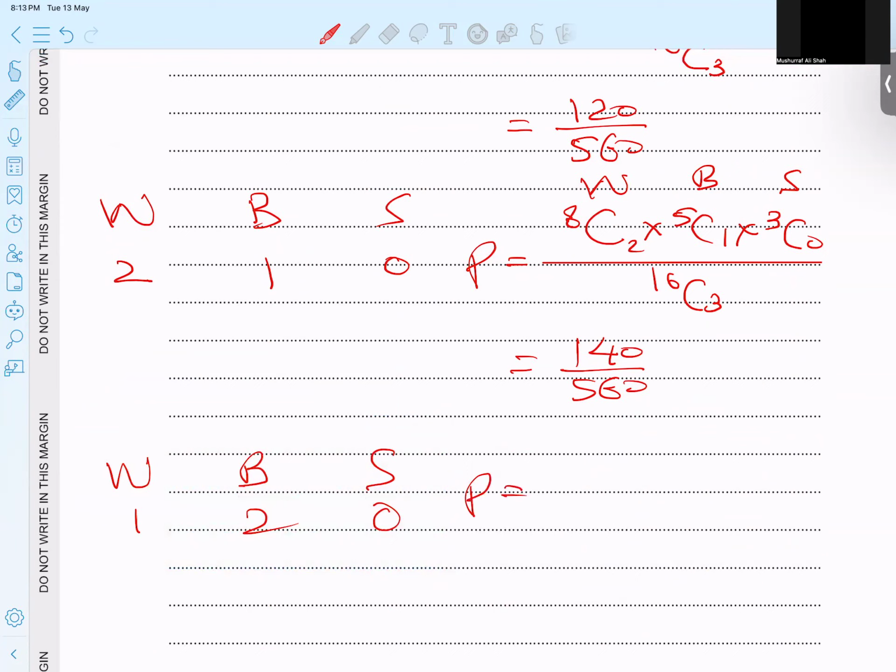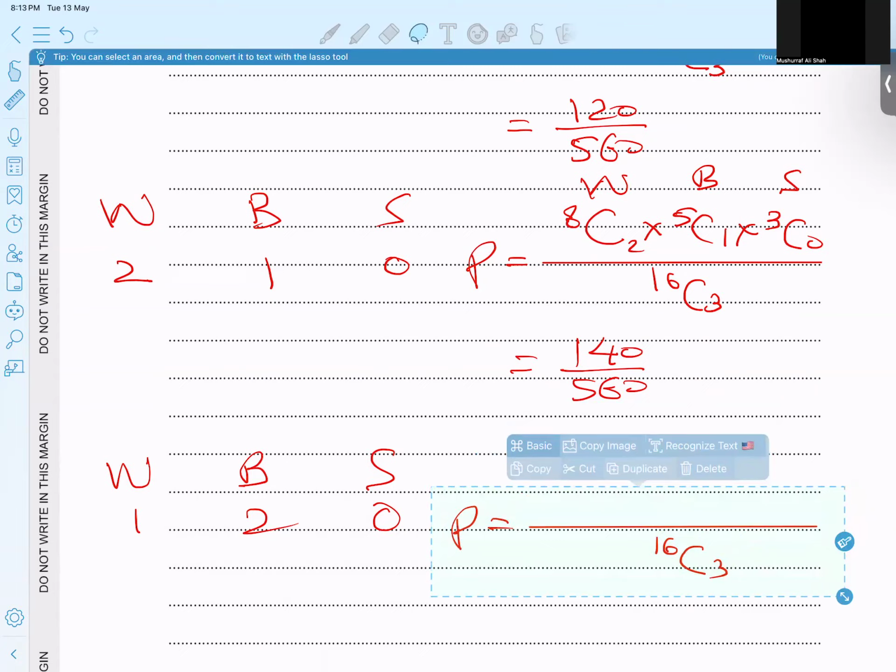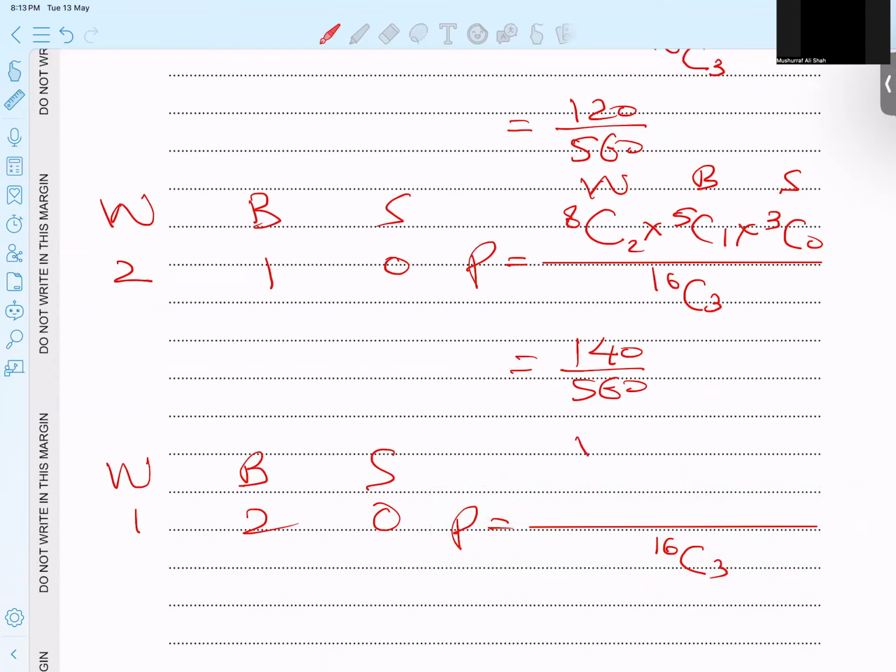Let's try to fulfill this one. So for the probability, how can I find this answer, again in the denominator 16C3. In the numerator, let's talk about the planning and how we can fulfill it. White, black and silver. From 8 white, I need 1, so 8C1. From 5 black, I need 2, so 5C2. And from 3 silver, I need not a single one.